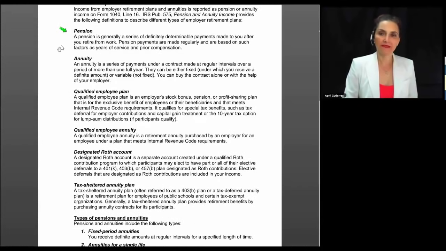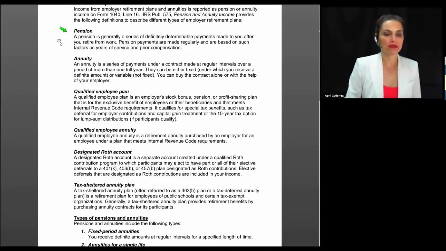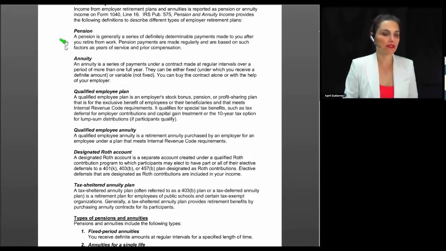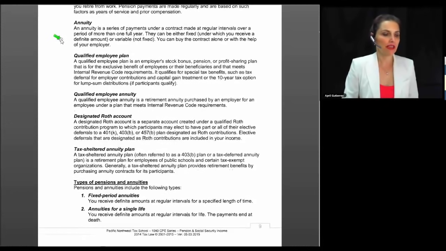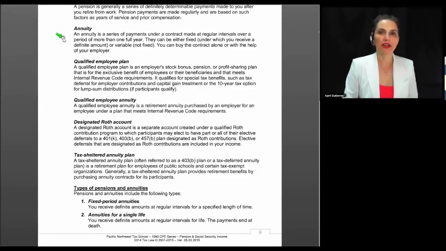Firstly, we have pension. And a pension is generally a series of definitively determinable payments made to you after you retire from work. Pension payments are made regularly and are based on such factors as years of service and prior compensation. An annuity is a series of payments under a contract made at regular intervals over a period of more than 1 full year, and they can be either fixed, under which you receive a definite amount, or variable, that is not fixed. You can buy the contract alone or with the help of your employer.